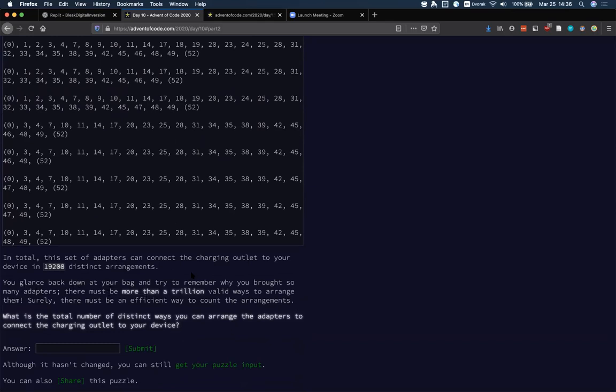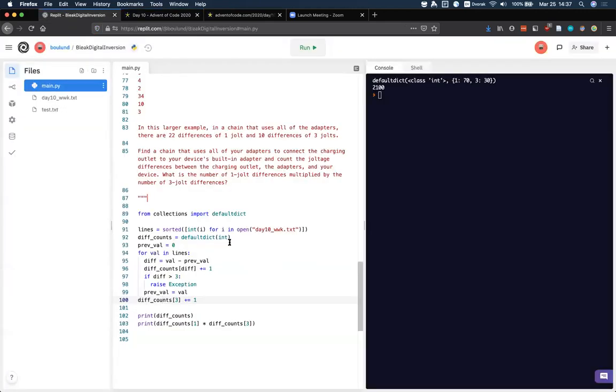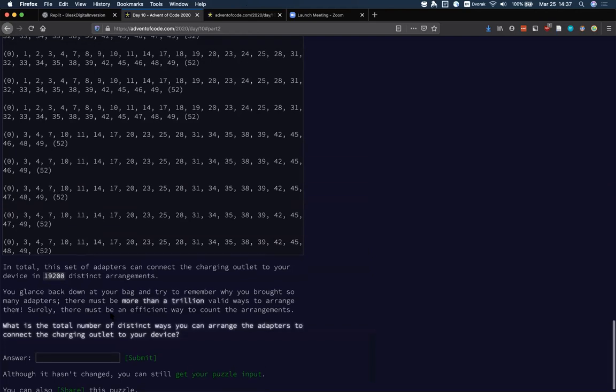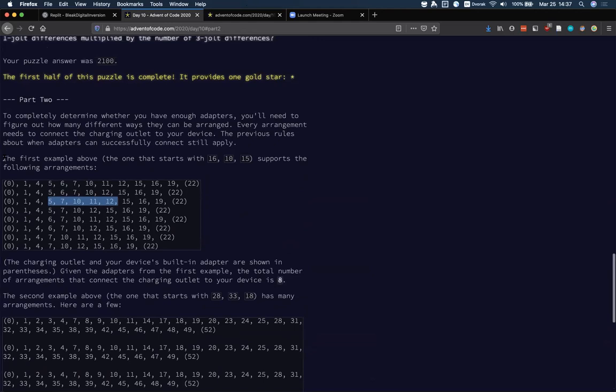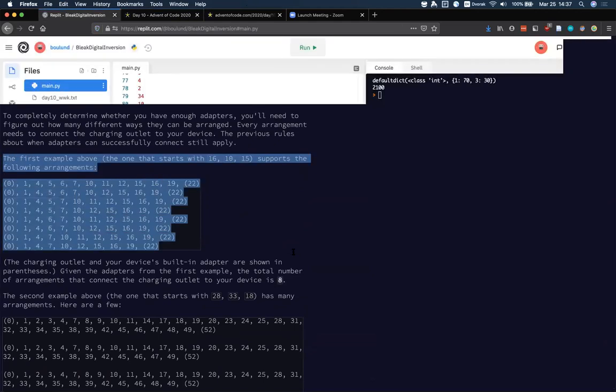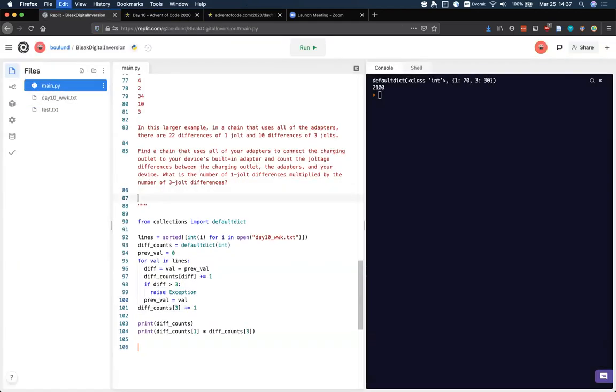Yeah, let's not print them all. Try to remember why you bought so many adapters. There must be a trillion ways to arrange them. Surely there must be an efficient way to count the arrangements. What is the total number of distinct ways that you can arrange the adapters to connect the charging outlet to your device? Yay. So I guess you're going to be driving now. Yeah, fun. Maybe I should just copy the pertinent parts of the example. I'm going to copy the small part into our README here.